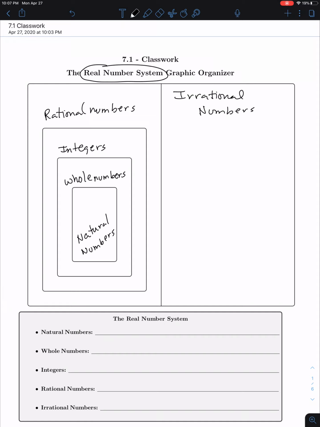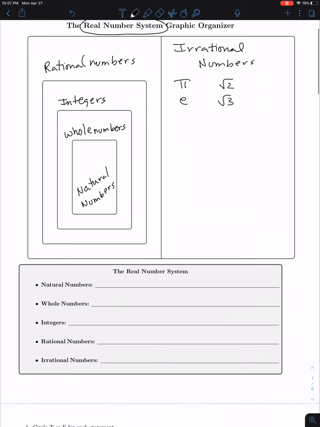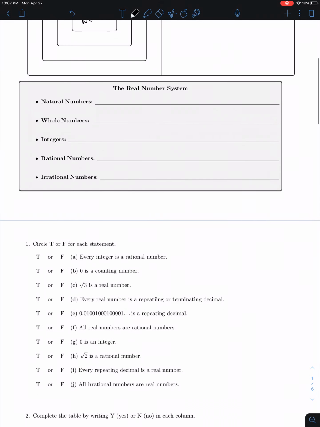So again, just to write down a few irrational numbers, pi would be a good irrational number, e, anything with a square root, square root of 2, square root of 3. There's all kinds of weird irrational numbers that are out there, but these just give you a few to think about. So down at the very bottom, we're just going to summarize our real number system.